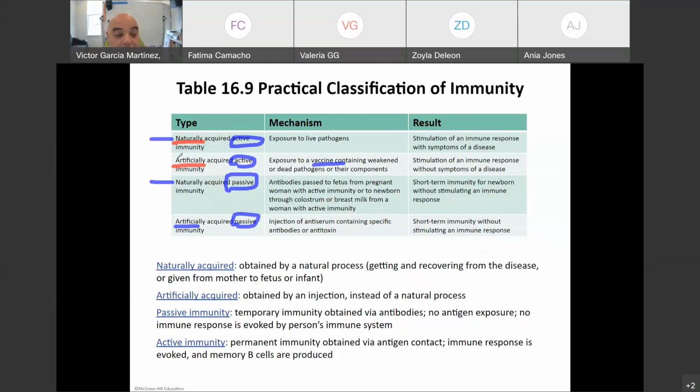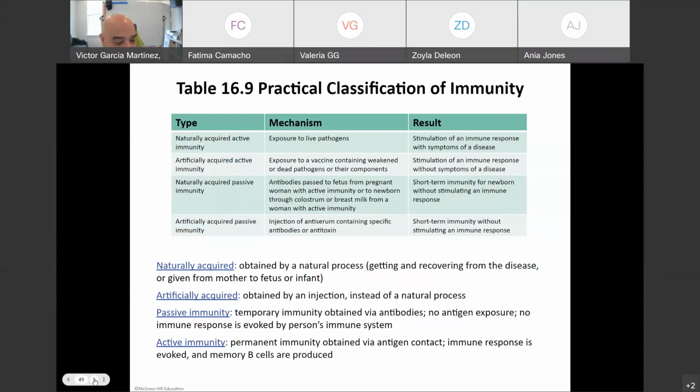And artificial is when you receive an external way to receive antigens or antibodies. It's going to be active if you receive antigens and your system has to develop the immunoglobulins. And it's going to be passive if you are receiving only the antibodies.